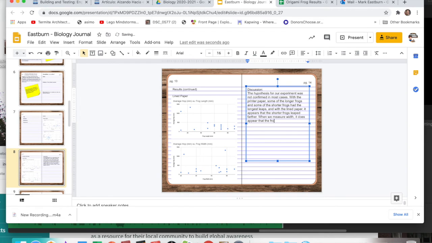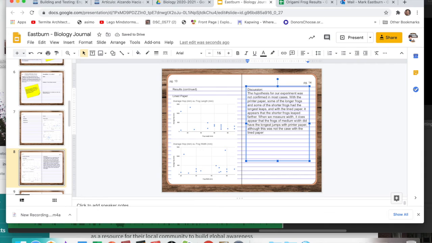It does appear that the frogs of medium width did have the longest jumps with printer paper. Yeah, because it was only the printer paper we saw that, although this was not the case with the line paper. I think that's at least a start.